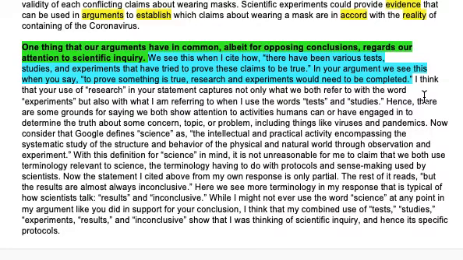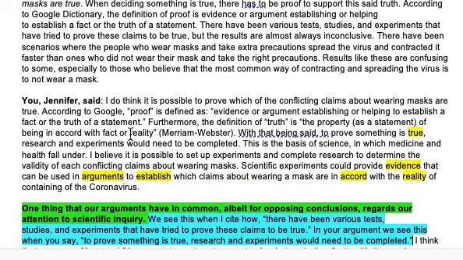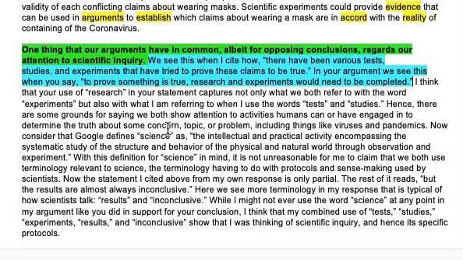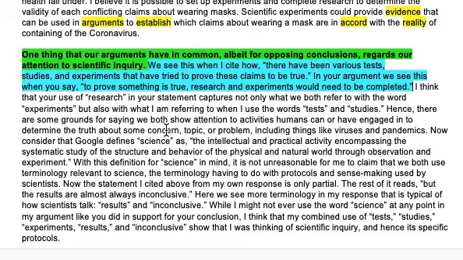And notice that there's a lot of interpretation going on in this sentence right here, right? They are interpreting the meaning of the words experiment, test, and studies while keeping in context the whole of each of their arguments to draw a conclusion, right? To support an interpretation. And what is the interpretation? They both show attention to activities humans can or have engaged in to determine the truth or concern of some topic. That is the student's interpretation of how specific words in each of their quoted materials have something in common.